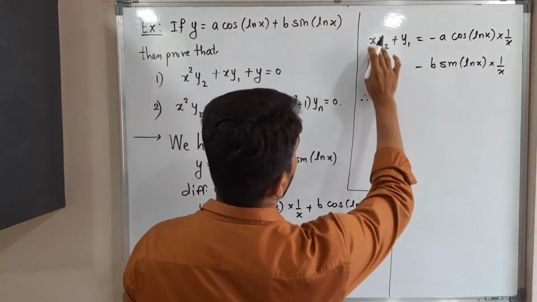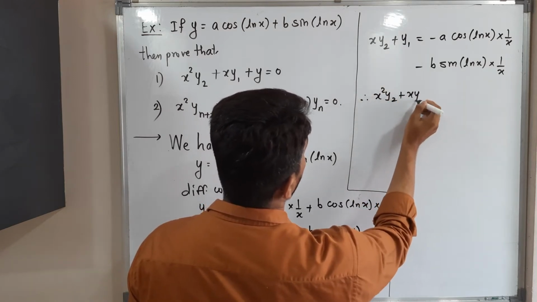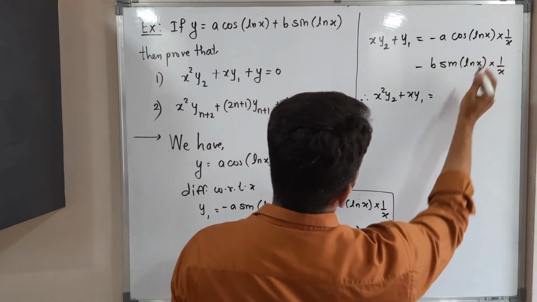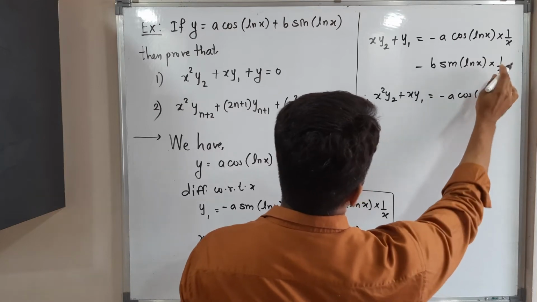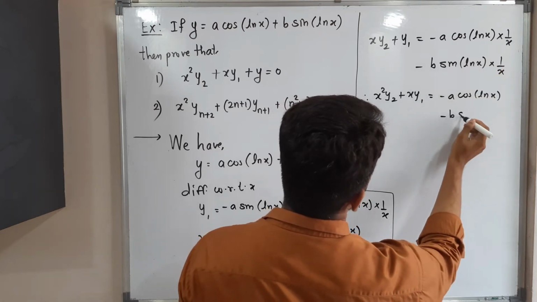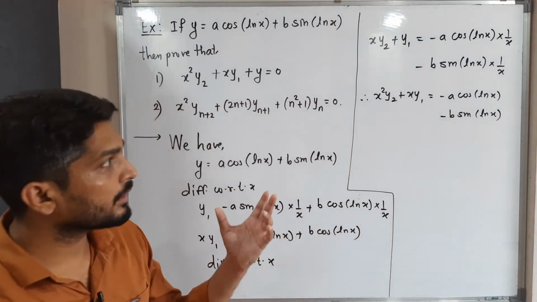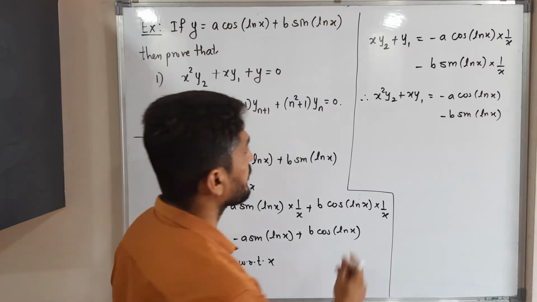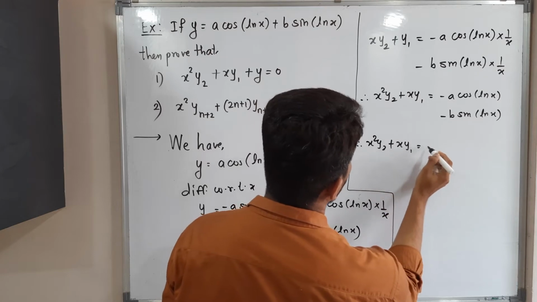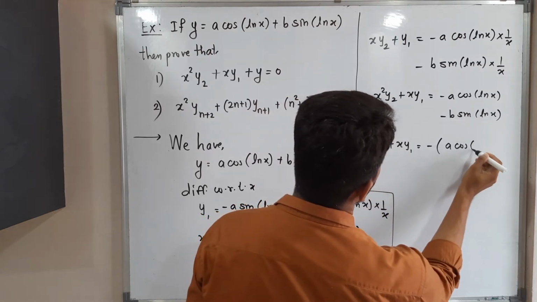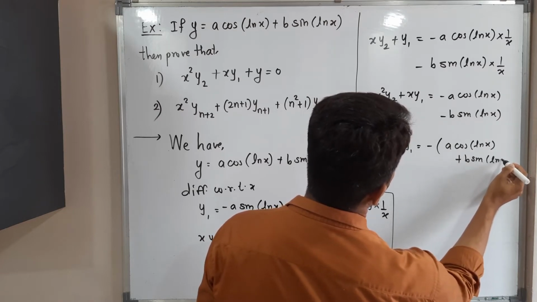If you multiply both sides by x, here you will have x square y2. If you multiply it by x, you will have x y1. If you multiply it by x, x and 1 by x will get cancelled, minus x cos log x, right? If you multiply it by x, 1 by x will get cancelled, minus b sin log x, right? Did you notice we can take minus sign common? So x square y2 plus x y1, I am taking minus sign common, a cos log x plus b sin log x.